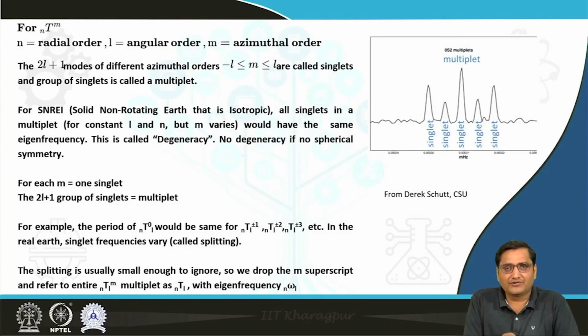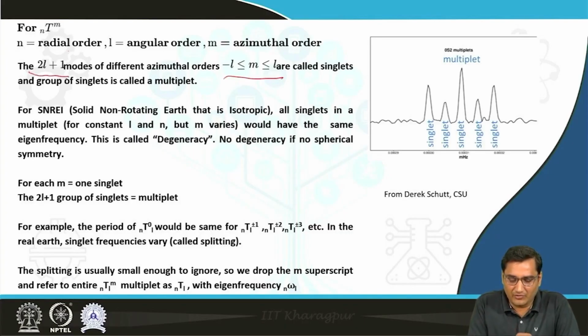So as far as the torsional mode is concerned, as we have seen, n is the radial order, l is the angular order, m is the azimuthal order. So the total number of variations for m will be from minus l to plus l, and the total number of possible modes for the values of m will be 2l plus 1, and all these values are now called singlets, and the group of the singlets is basically a multiplet.